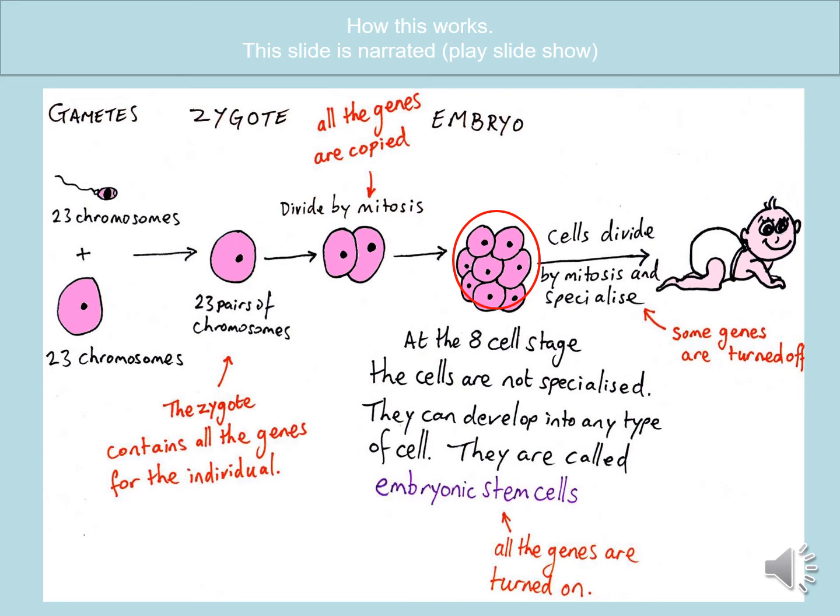If you remember back to the lesson on differentiation, all of these cells have got all of the genes turned on at this stage. None of them are switched off. This means that those cells can change into any other type of cell.